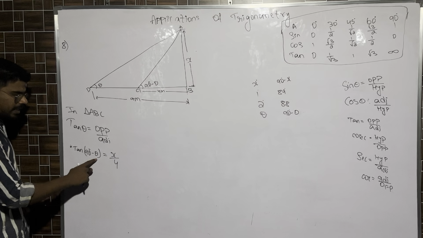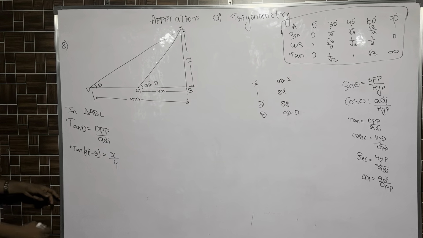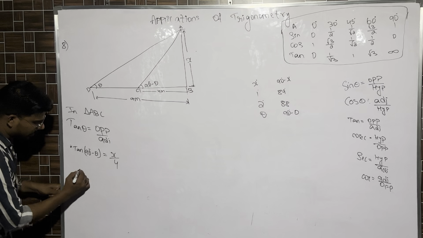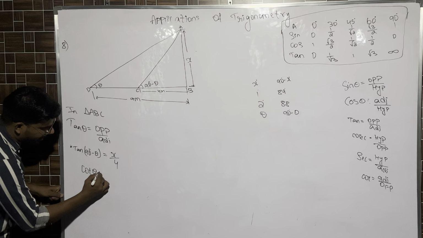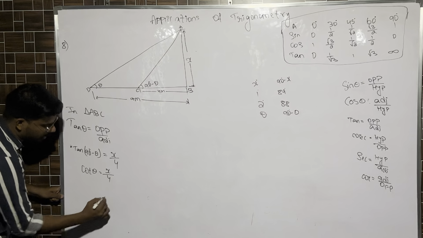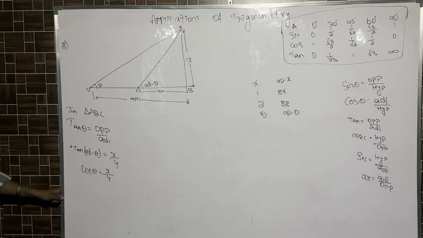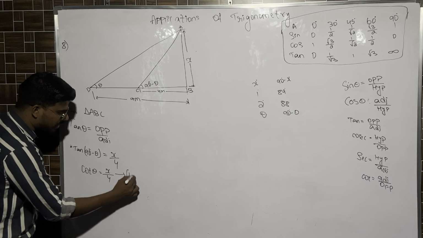So tan 90 minus theta is nothing but cot theta. This is the direct formula. So cot theta is equal to x by 4. Let us call this equation 1.